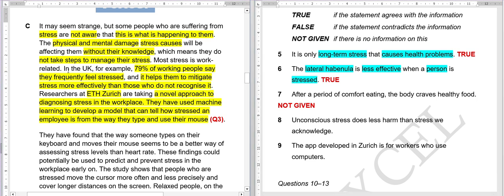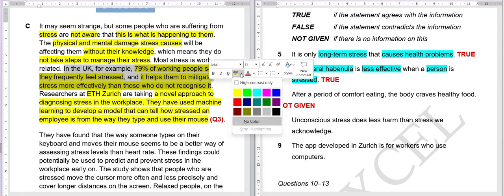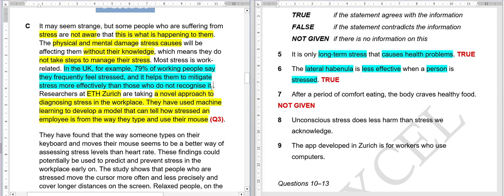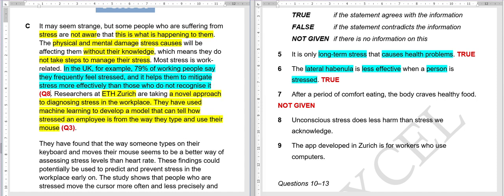So here they're saying, in the UK, for example, 79% of people say they frequently feel stress, and it helps them to mitigate stress more effectively than those who do not recognize it. So this is our location. You have around 10 seconds to tell me the answer to this particular question, and your time starts now. So time's up. I'm going to write the answer here, and the answer to this is false.